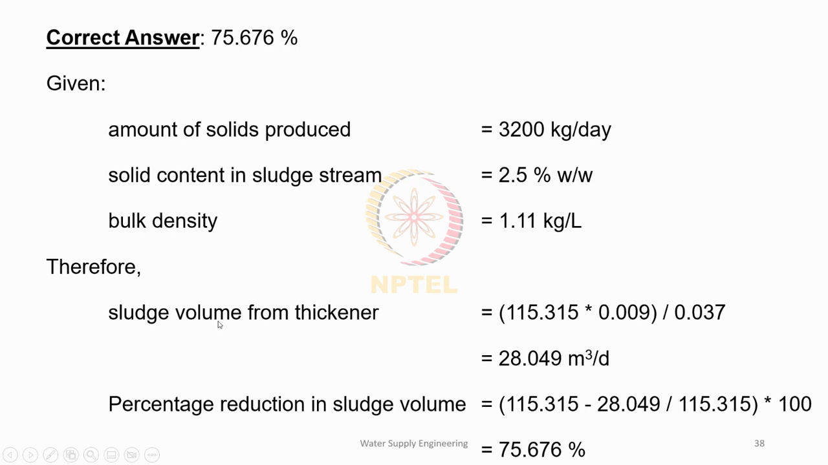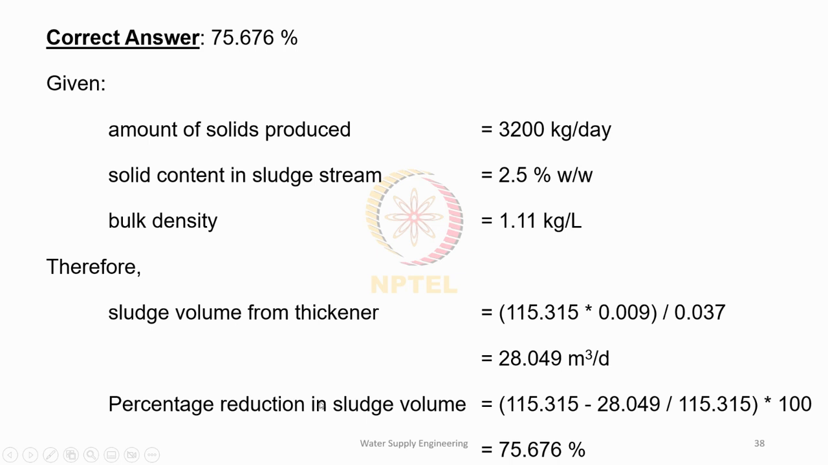So the sludge volume from the thickener is the total volume, that is 115.315, that we got from the previous question. It is mentioned that 0.9 percentage solid content is there, which is increased to 3.7 percentage. So the sludge volume from the thickener will be 115.315 into 0.009 by 0.037, which gives you 28.049 meter cube per day.